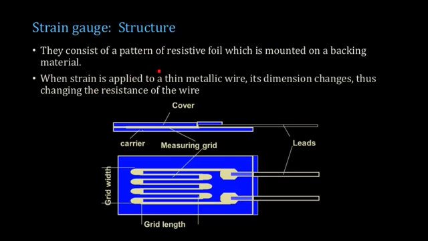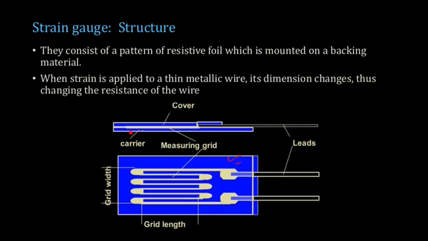It consists of a pattern of resistive foils, which is mounted on the backing material. So you can see that this is the backing material that you have, the blue colored one, and these white colored ones are the resistive foil which is being placed. And once the strain is applied to the metallic wire, the dimension changes and the resistance varies.